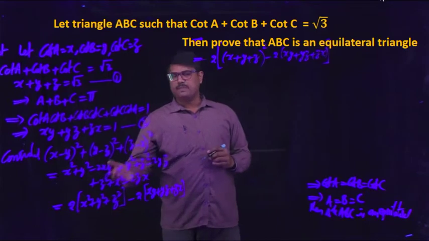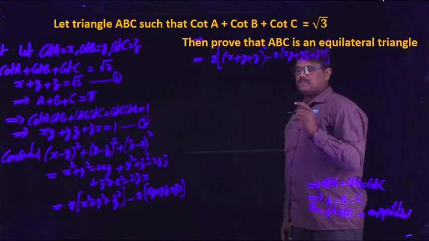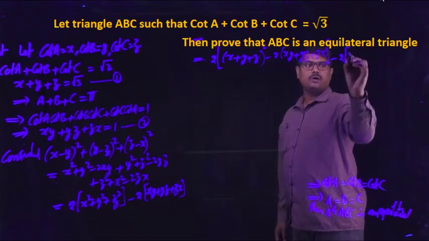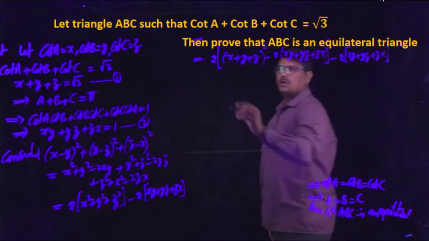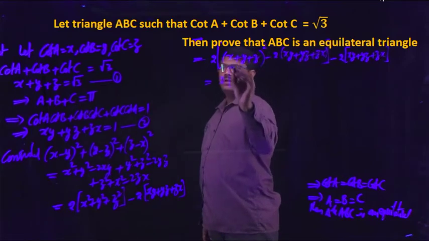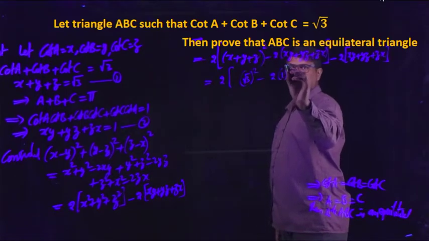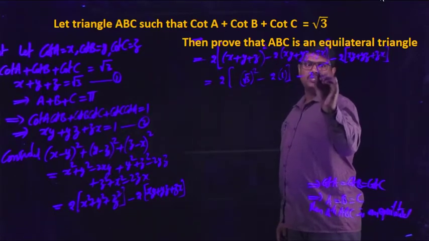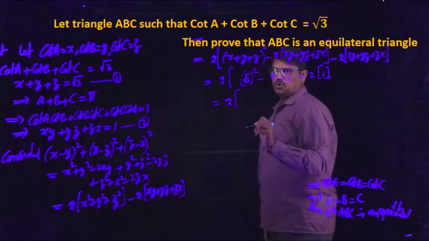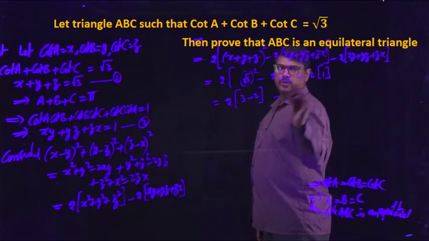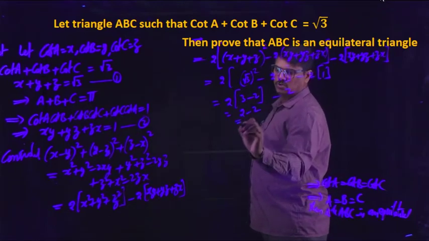So you can write x² + y² + z² as (x + y + z)² − 2(xy + yz + zx), minus 2 into, you have another value there, (xy + yz + zx). Now replace the two values. 2 into (x + y + z) is root 3 whole square, minus 2 into (xy + yz + zx) is 1, minus 2 into (xy + yz + zx) is 1. So doing simplification, 2 into root 3 whole square is 3, minus 2; 2 into 1 is 2; 3 minus 2 is 1; 2 into 1 is 2; 2 minus 2 you will get 0.